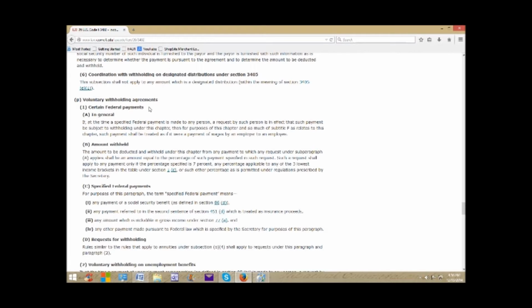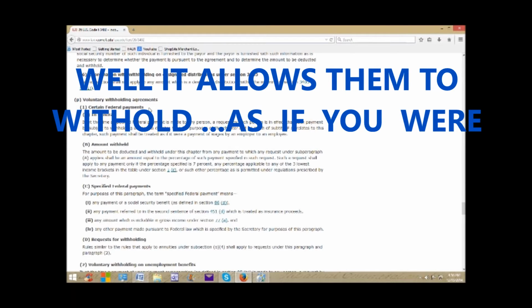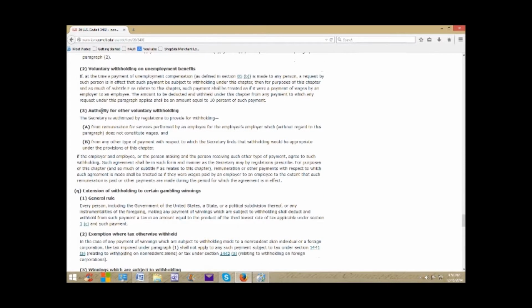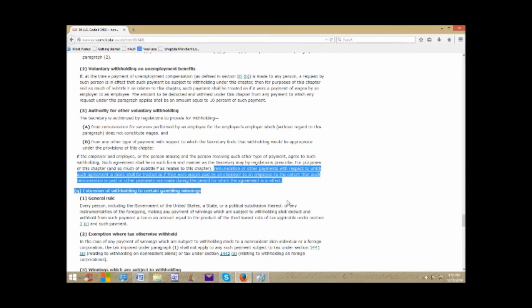Then you have those of you who sign a W-4 and then make yourself liable by turning yourself into a federal employee voluntarily. And those are covered down here in part 3, authority for other voluntary withholding. So you have federal withholding and then you have other. For the purpose of this chapter and as it relates to part F, remunerations are other payments, meaning as in other than wages. Wages are federal payments to federal employees for their federal employers.